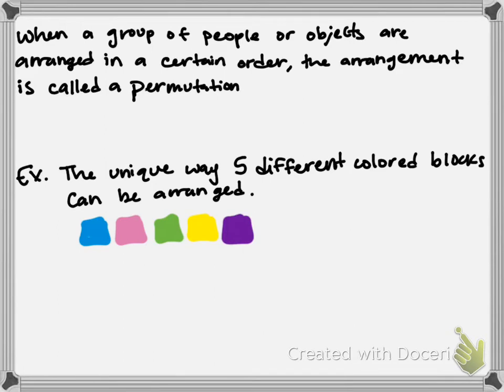All right, when a group of people or objects are arranged in a certain order, the arrangement is called a permutation. So the unique way 5 different colored blocks can be arranged is a permutation, right? If I have these 5 colors right here, blue, pink, green, yellow, and purple, if I put the blue one first, then I'm not going to use it again, right? And so because this is happening in a unique way, it's called a permutation.